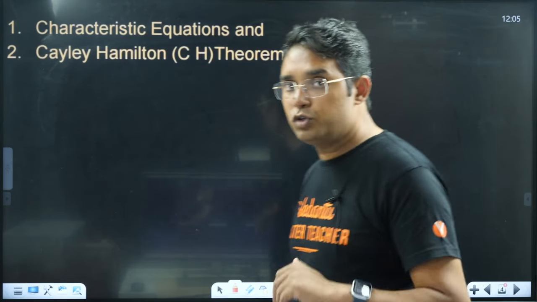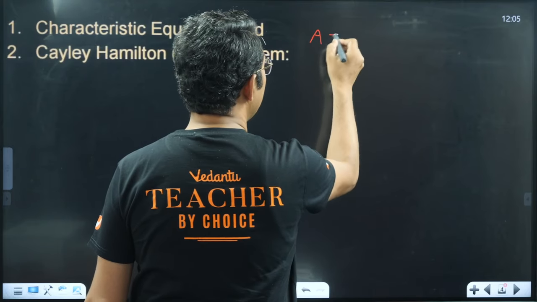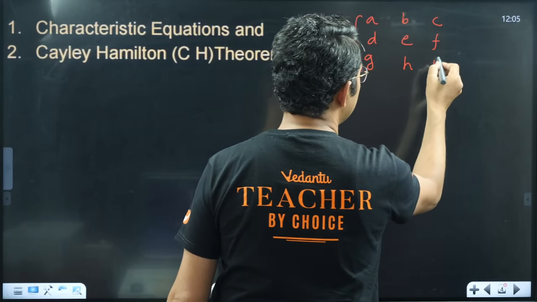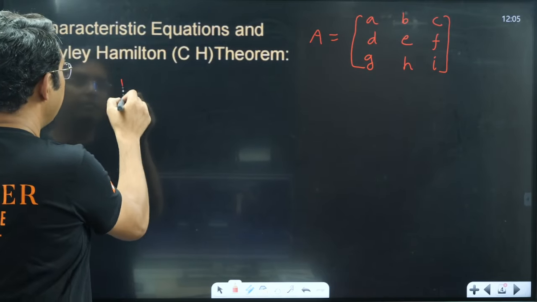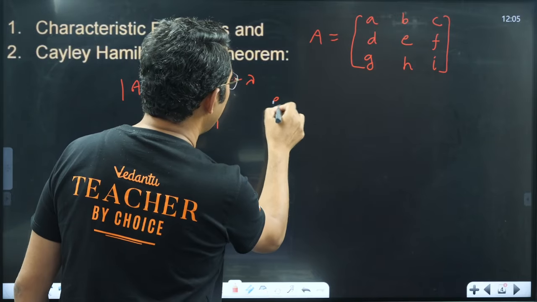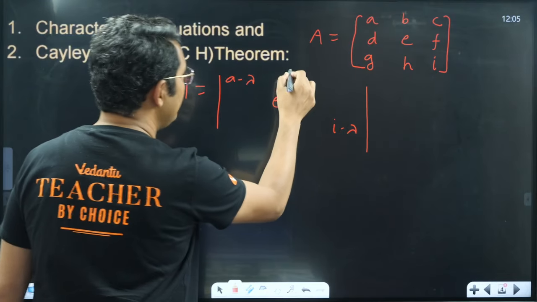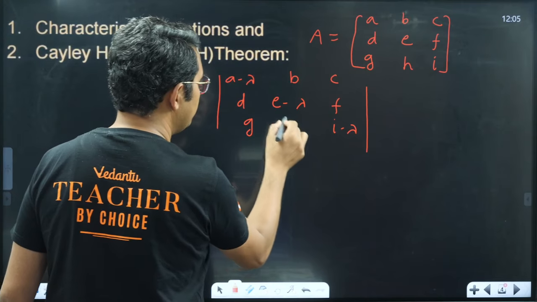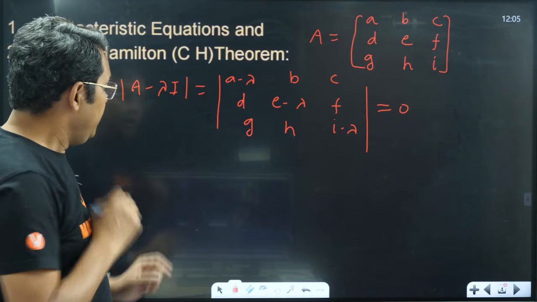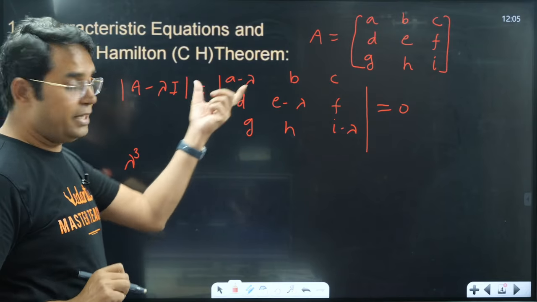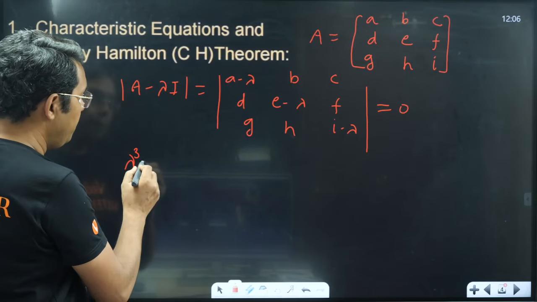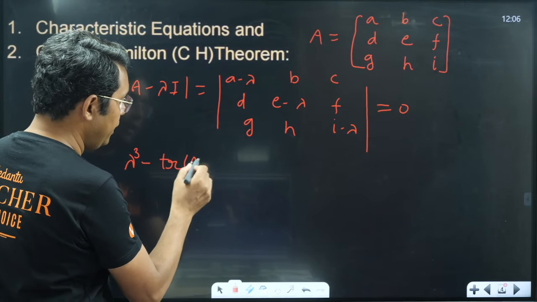Now coming to 3 into 3. When A is a 3 into 3 matrix, it will be a, b, c, d, e, f, g, h, i. In this case the determinant of A minus lambda I means it should be a minus lambda, e minus lambda, i minus lambda, and all other values like b, c, d, f, g, h. If you make it 0 and open it, I am writing it directly, you can verify it, it has to be lambda cube, because there are 3 rows and 3 columns. So after opening you will get a cubic equation. So lambda cube minus the trace of A into lambda square.